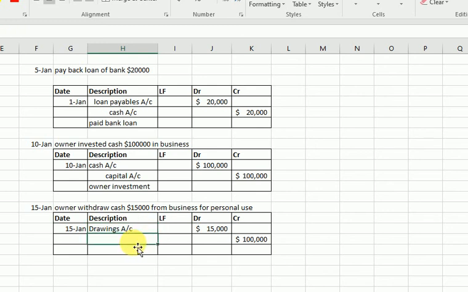Now cash is withdrawn from the business by the owner, so cash of the business is decreased, and a decrease in cash is recorded as a credit. So cash account is credited by $15,000. So drawings of owner: owner withdraws cash from the business by 15,000.